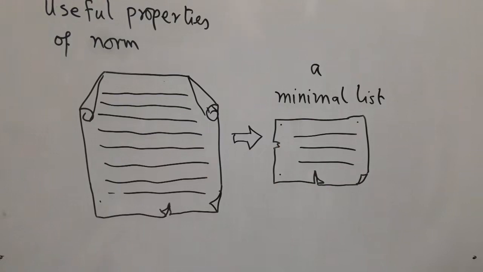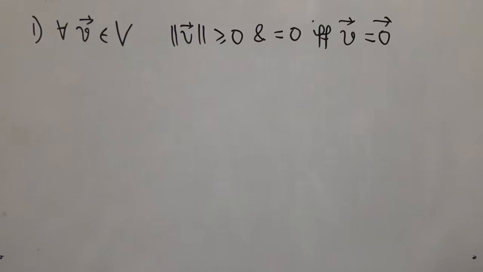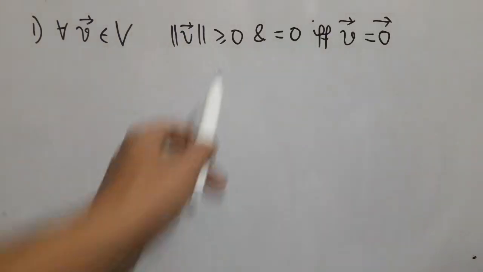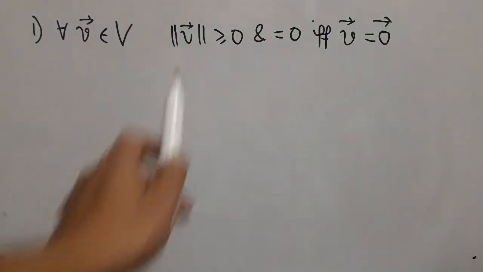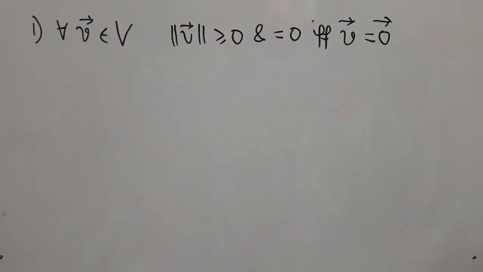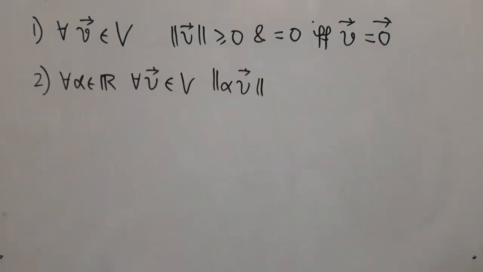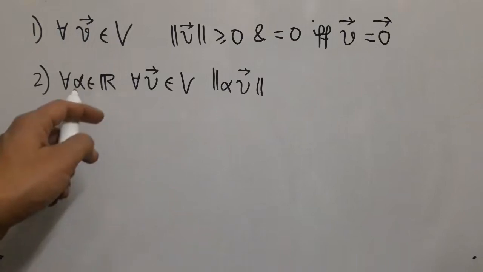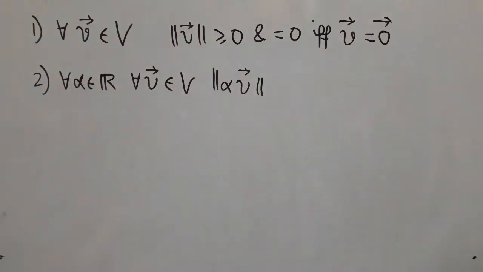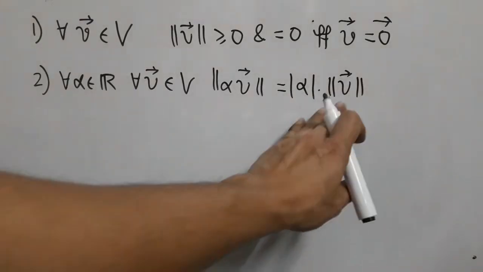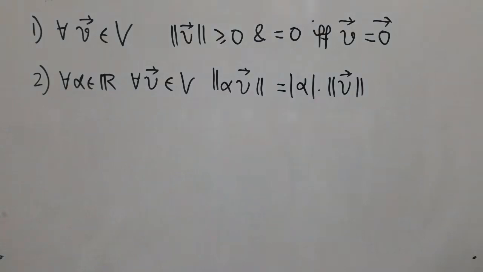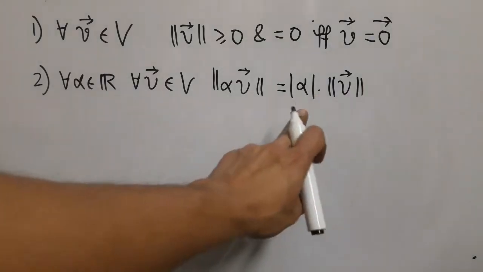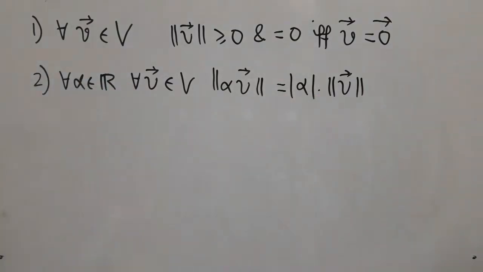Now, the universally accepted minimal list goes like this. The first property is, for any vector, norm must be greater than or equal to 0, and it can be 0 if and only if the vector itself is the null vector. The second property is, for any scalar alpha and a vector v, if I consider alpha times v and take its norm, then that will be equal to absolute value of alpha times the norm of v. Absolute value makes sense because our field is R.